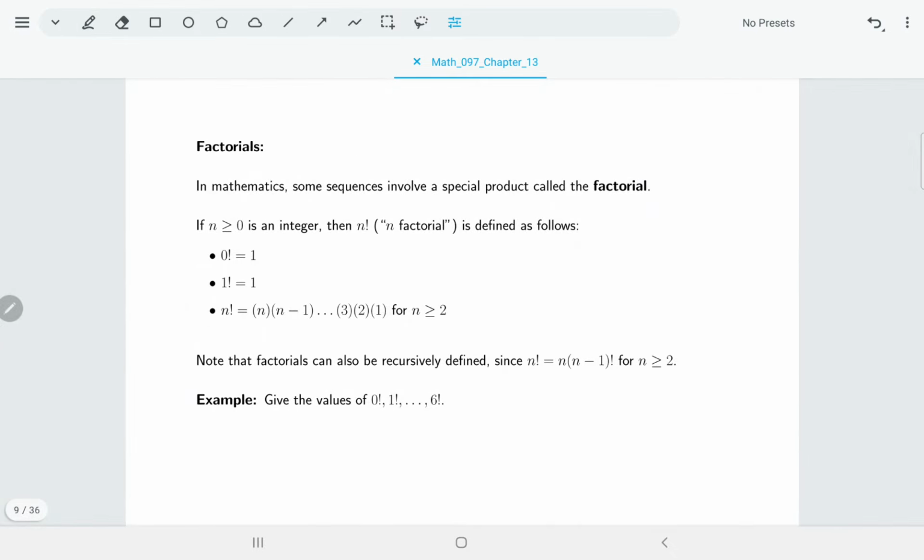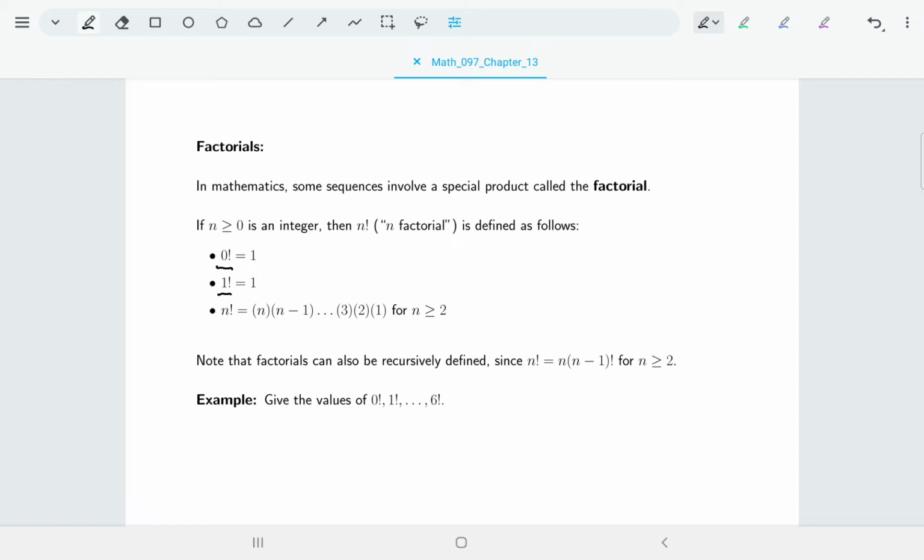One last thing that I want to introduce here in this section is an idea called the factorial. A factorial is a special function, and you could describe a factorial recursively in the same way that we described our sequences in the past. So when we're defining a factorial, we define the first two things. We say what 0 factorial is. We've defined that to be equal to 1. And what 1 factorial is, we define that to also be equal to 1.